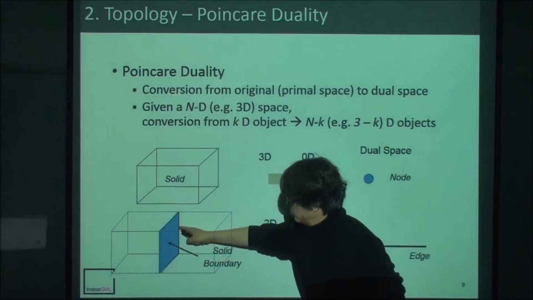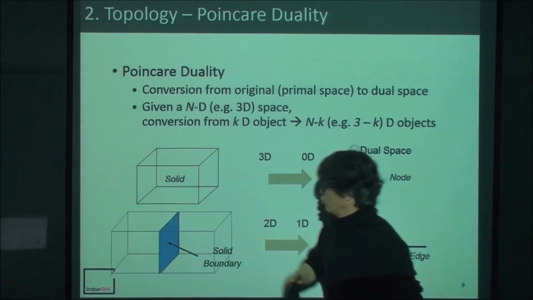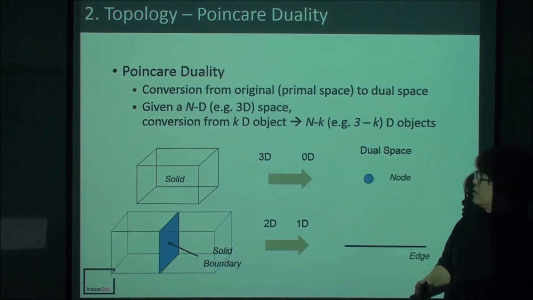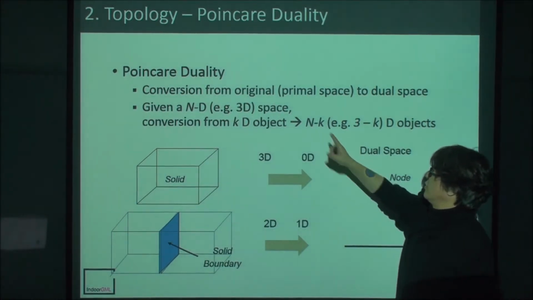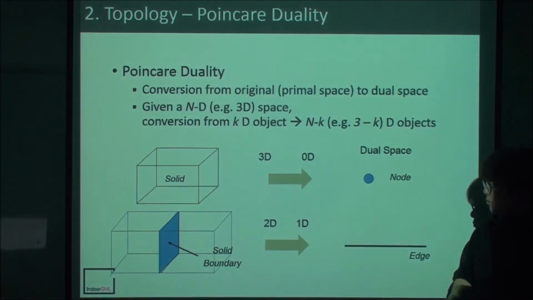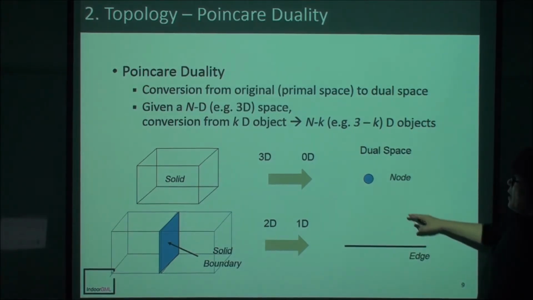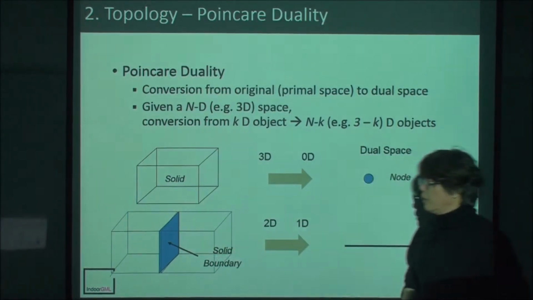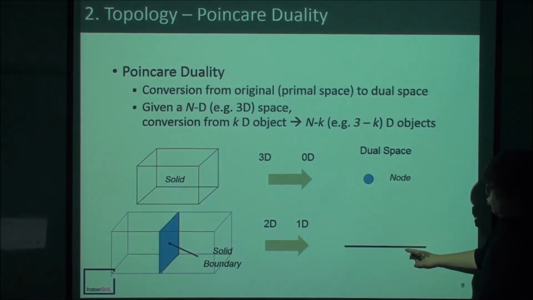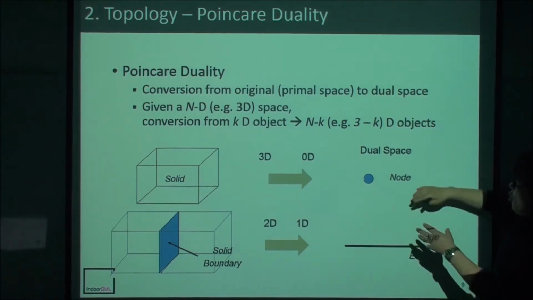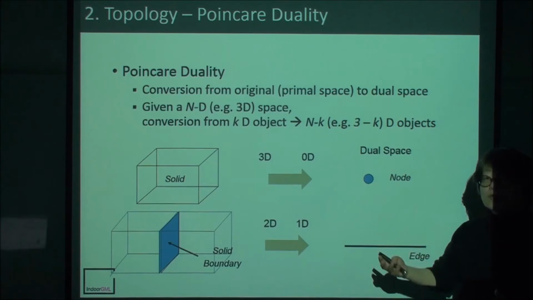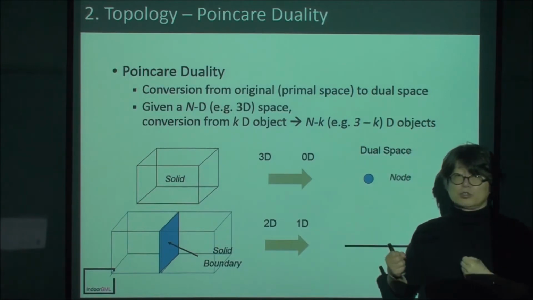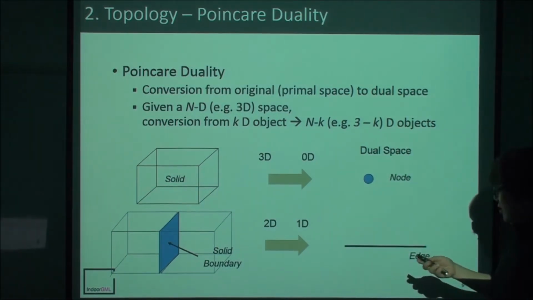And the surface or boundary shared by two rooms or cells, since it is a two-dimensional object in three-dimensional space, so n is 3 and k is 2. So it is mapped to a one-dimensional object, which is a line. The solid cell is mapped to a node, and the boundary shared by two cells is mapped to a one-dimensional object, that is an edge. So with the node and edge, we can construct a graph or network to explain the topological relationship between cells.